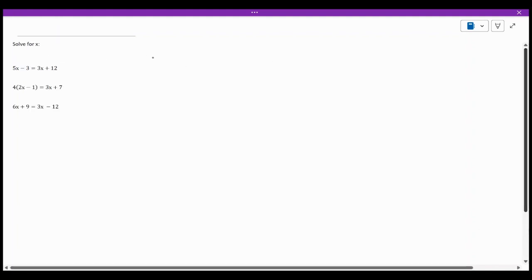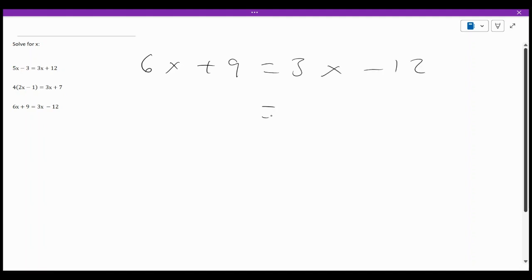Now let's do the last question. So we have 6x plus 9 is equal to 3x minus 12. Now, in this question, we won't add extra steps, we're just going to do it in one. Okay, so first up we have 6x plus 9.